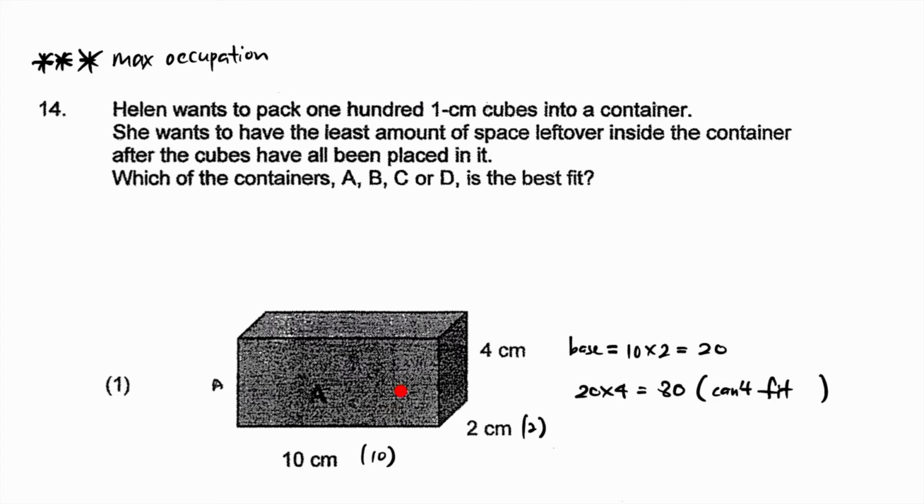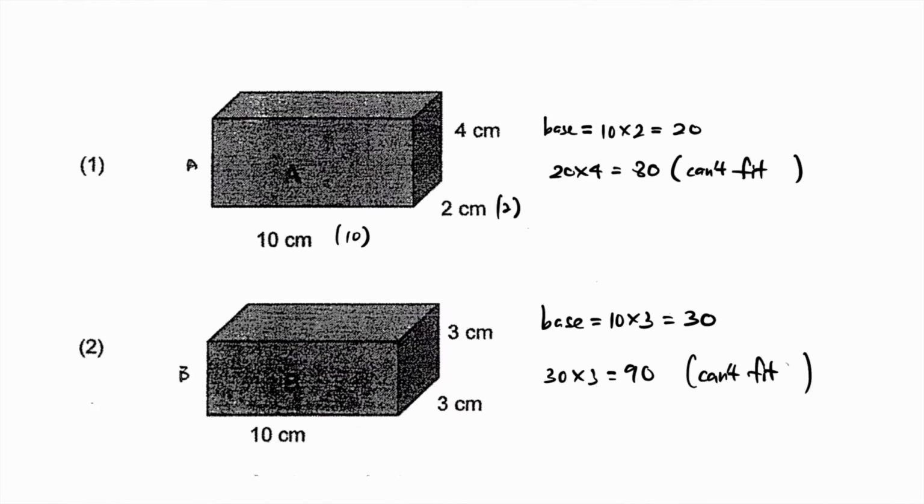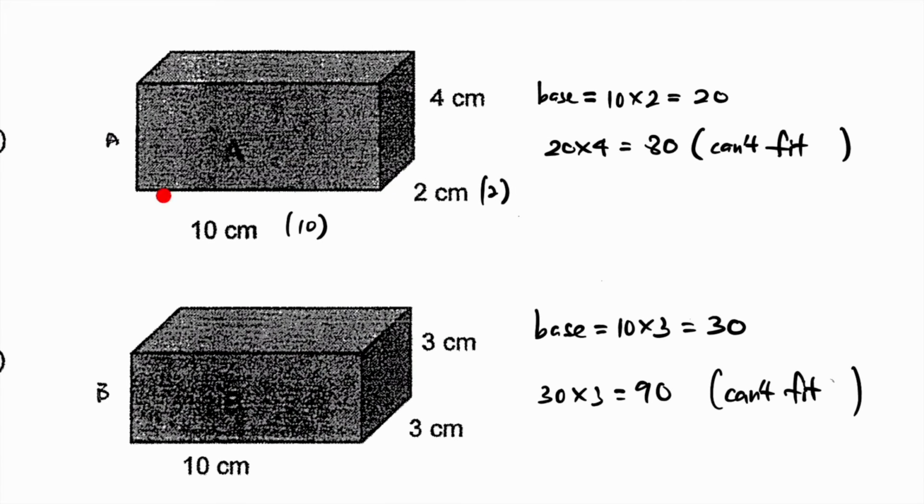So this is max occupation, where you're basically finding out how much can I occupy in this space. And in this case, she wants to pack 100 1 cm cubes into a container. And she wants the least amount of space left over. Okay, so let's do this one by one, shall we? Now, do you agree, 1 cm cubes? We're going to have exactly 10 along the length. For the breadth, we're going to have 2 exactly. And for the height, we're going to have 4.